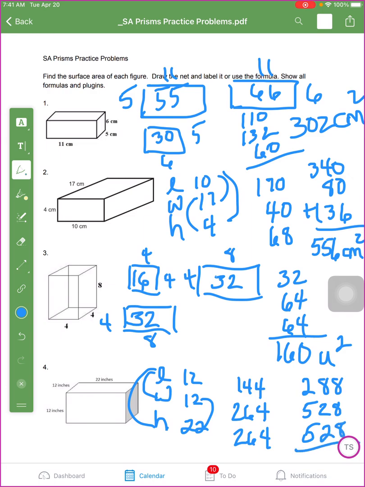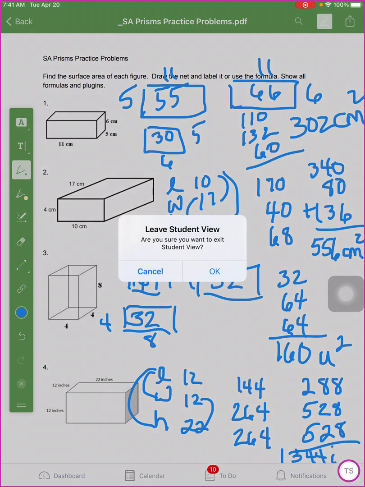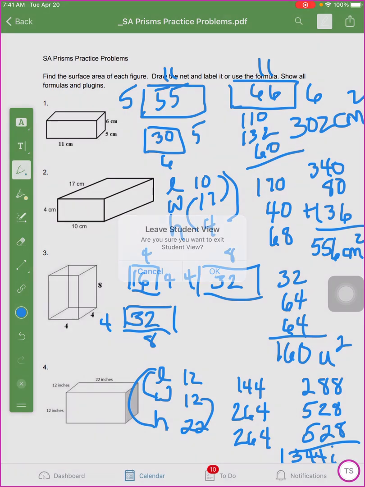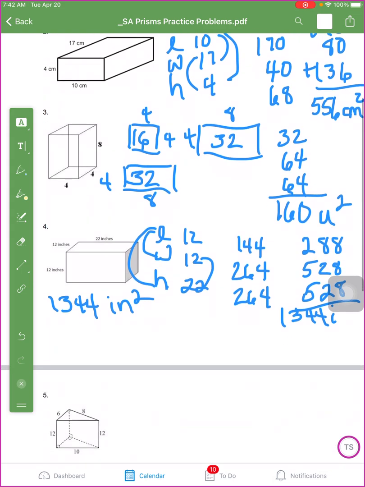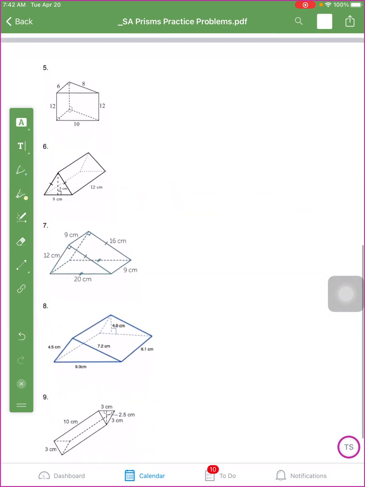If we add those all up, plus 288, we get 1,344, and it will be inches squared. So it's 1,344 inches squared. All right, so that takes care of the rectangular prisms. Now let's move on to the triangular prisms.